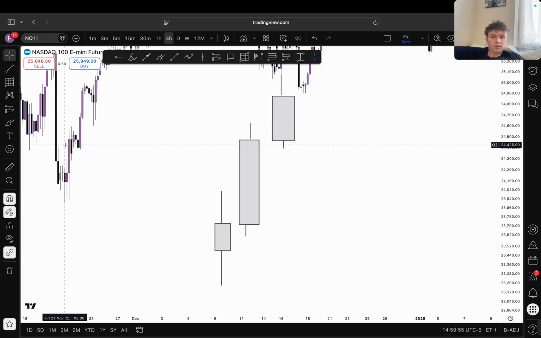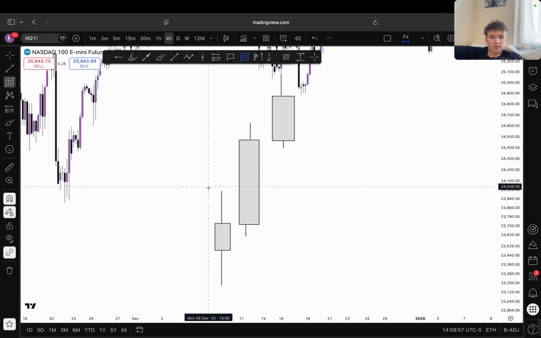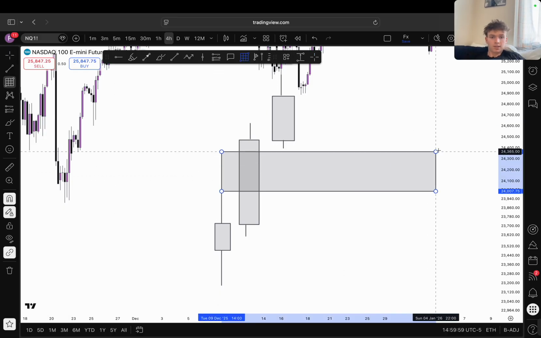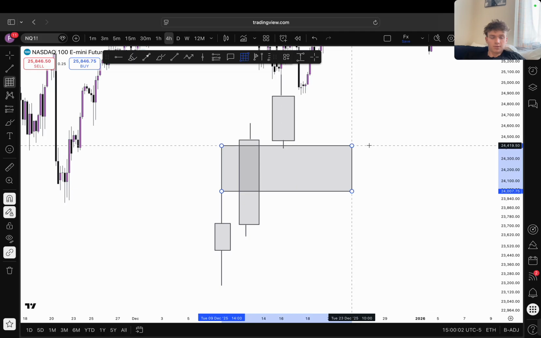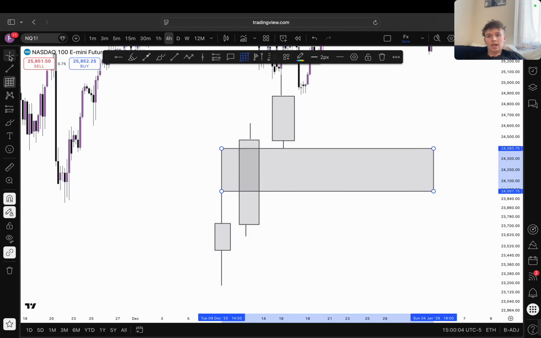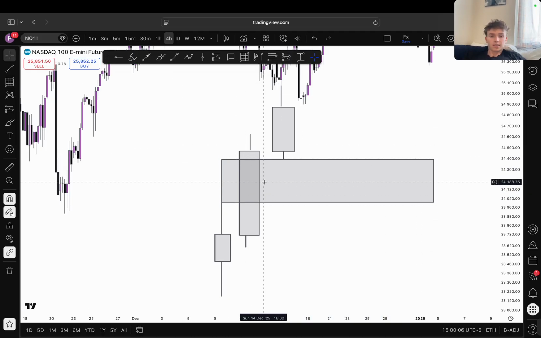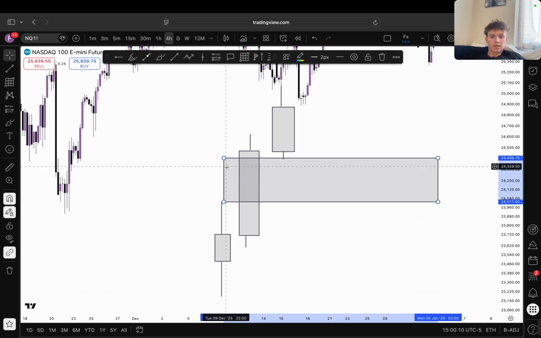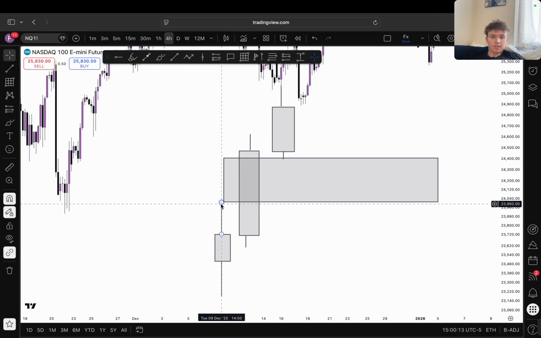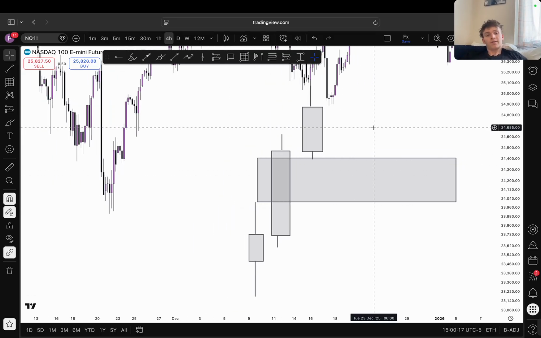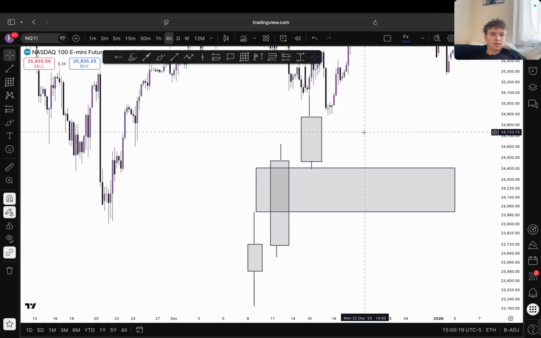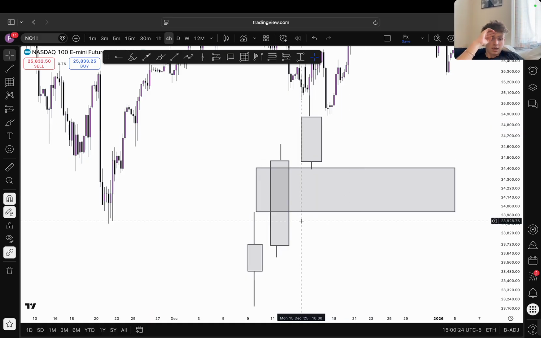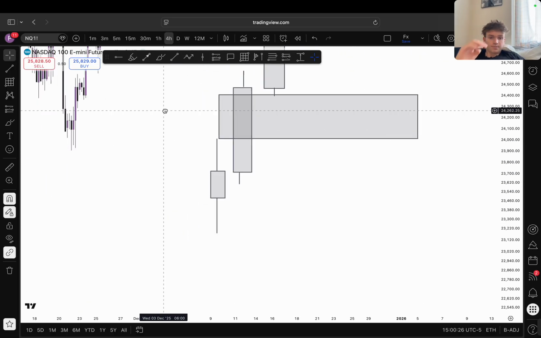And where the fair value gap occurs is between this point and this point. You see how there's an area here that is basically untouched, right? From this candle to this candle, there's no wicks. So that's what we call a fair value gap, right? And the same thing obviously applies to the inverse, if these were going down.